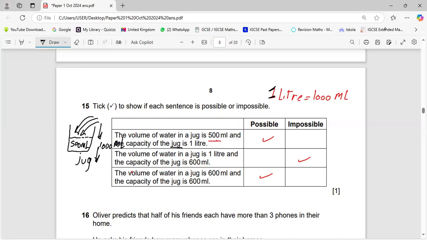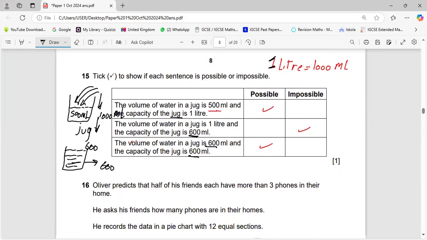And vice versa, if the volume of water in the jug is 1 liter and the capacity is 600, the opposite it can't. And here is the last one. Maybe if it equals like this, the capacity 600 and the water also 600, it's possible. Here is the question, and here the capacity equals 600. It's going to be possible.